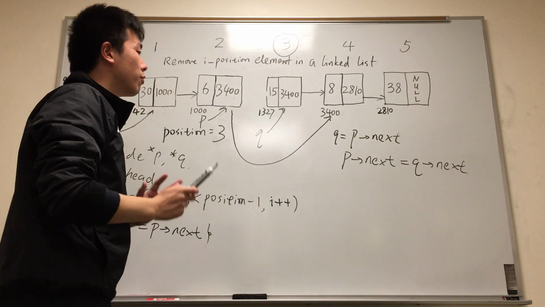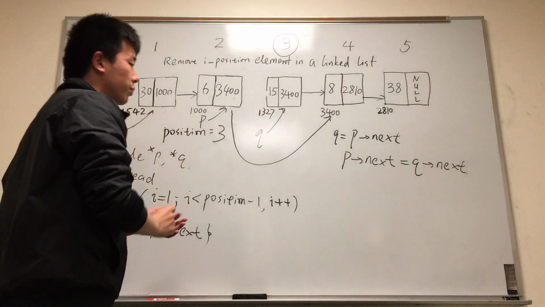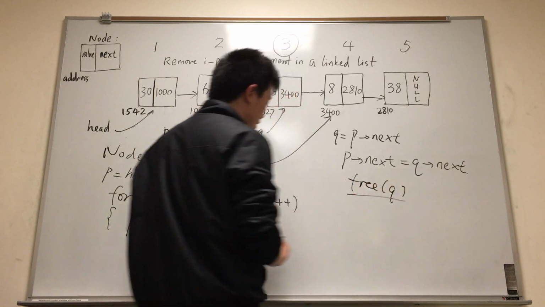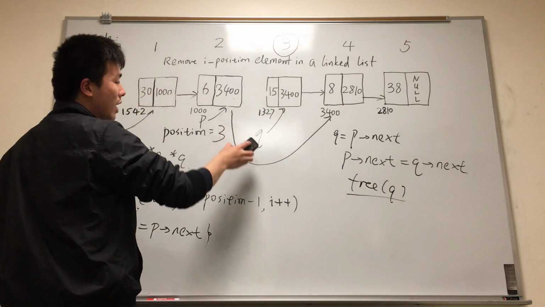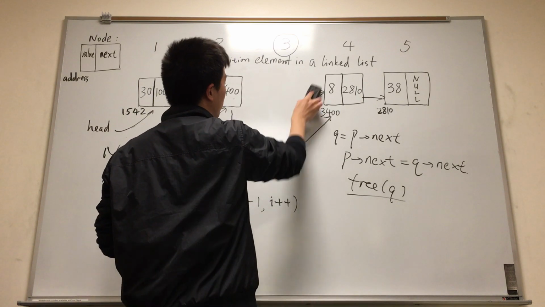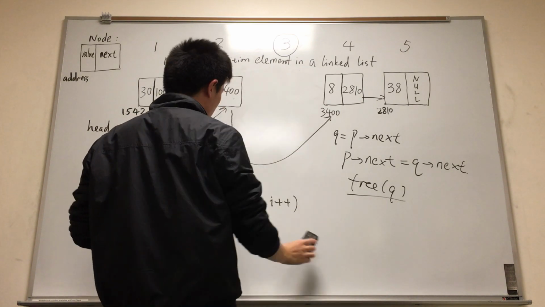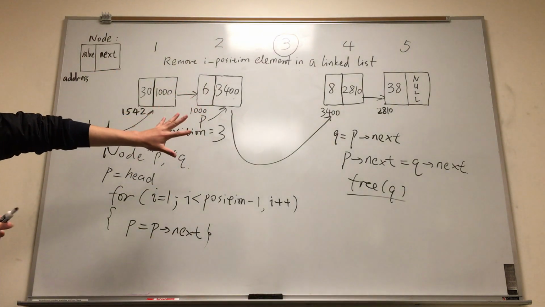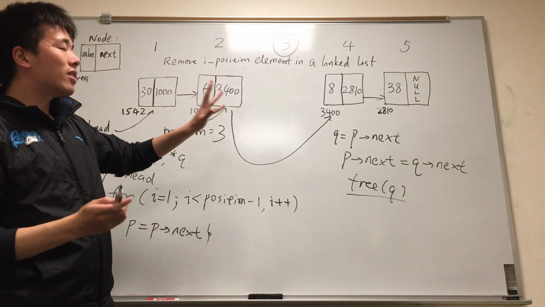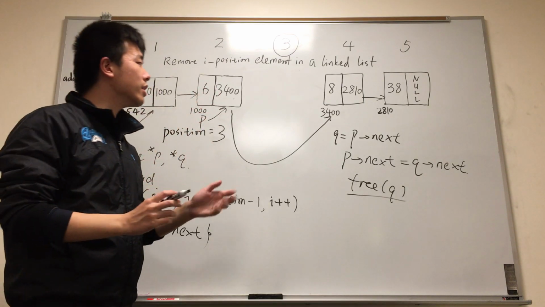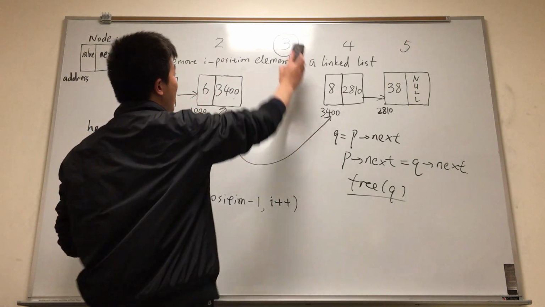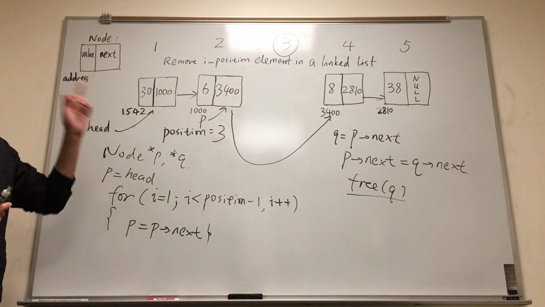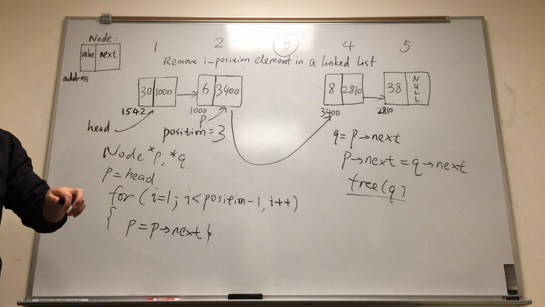The last step is to free the memory allocated to Q. What this operation did is just erase the whole node that Q points to. Now, we have a new list, and this list is exactly the same as the previous list, except it doesn't have this element. And this is all about removing the ith position element from a linked list.